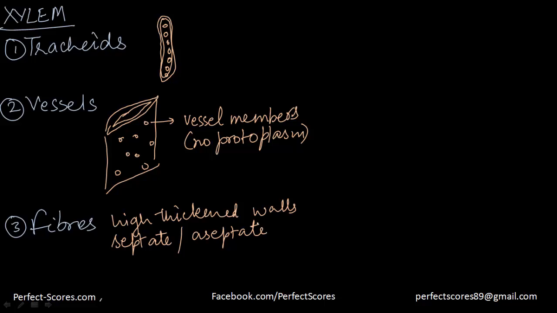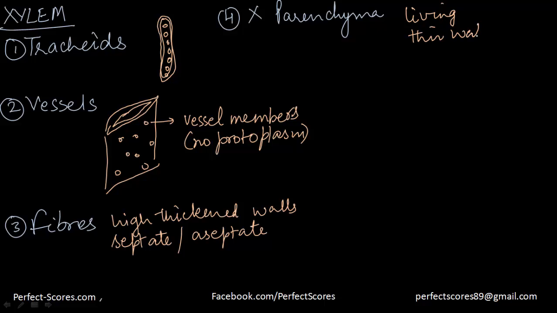Coming to the xylem parenchyma, which is the fourth element, all these cells are living and thin-walled. The cell wall is made up of cellulose and the main function is to store food in the form of starch or fat or even tannins.